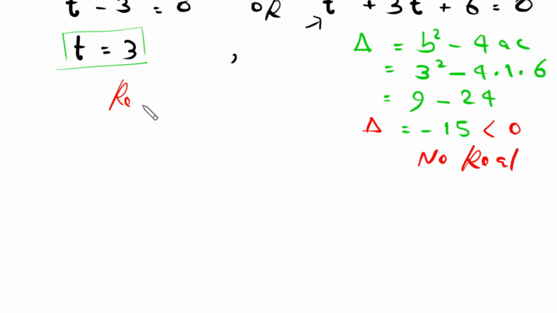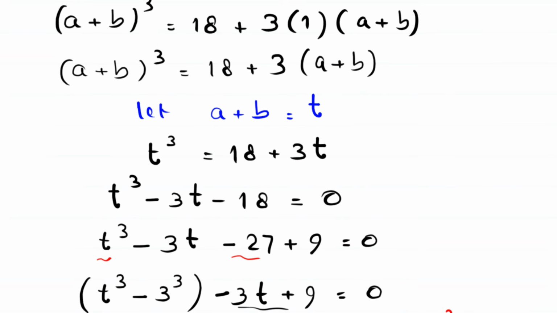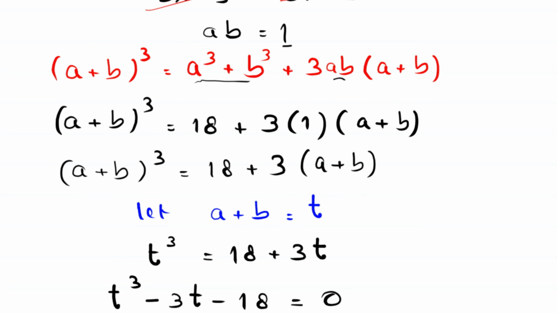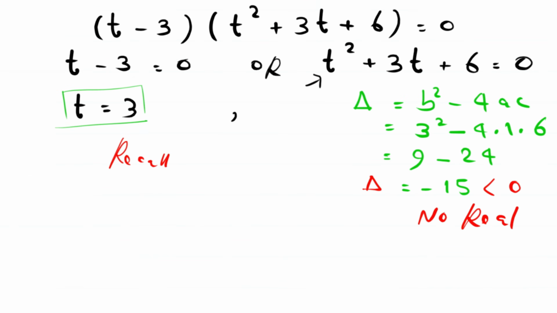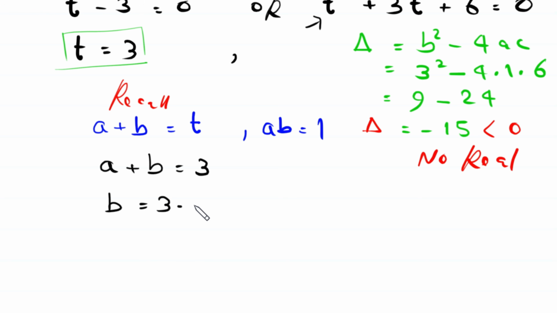Now recall that we have supposed that a plus b equals t and a times b equals 1. Since t is 3, this becomes a plus b equals 3. Move this a to the right hand side, and b will be equal to 3 minus a.